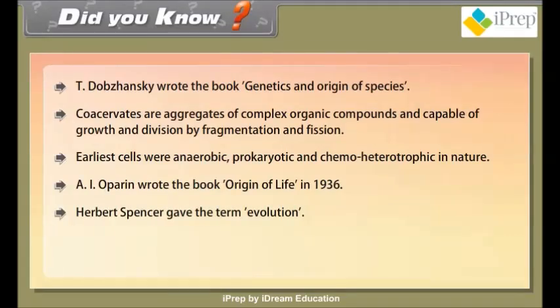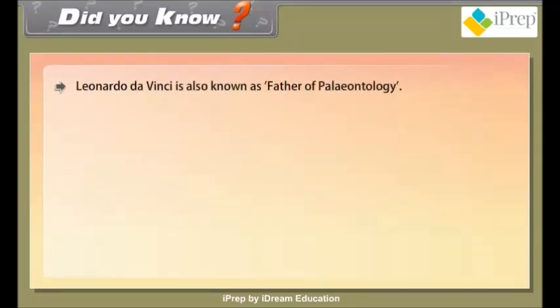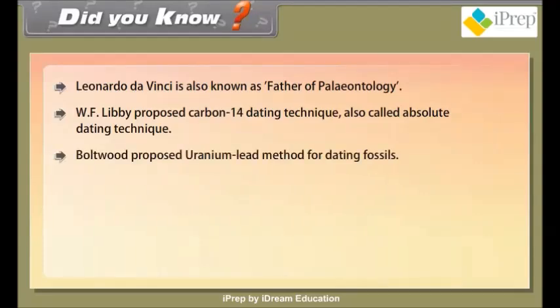Herbert Spencer gave the term evolution. Charles Darwin proposed the concept of organic evolution, which propounds descent with modification. Leonardo da Vinci is also known as the father of paleontology. W. F. Libby proposed the carbon-14 dating technique, also called the absolute dating technique. Boltwood proposed the uranium-lead method for dating fossils.